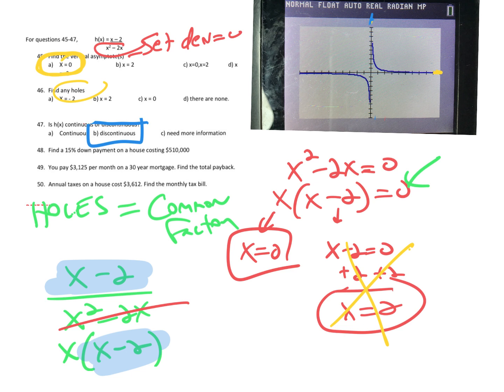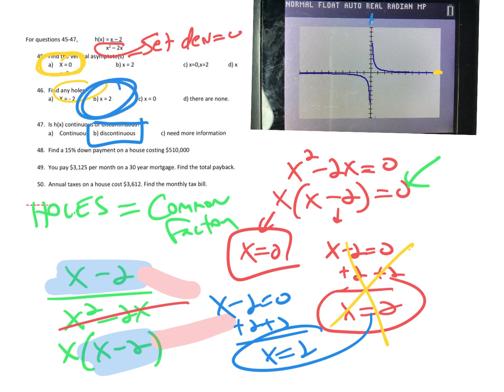So the way you get your x value of the hole is you set that common factor equal to 0 and you solve. And we already did that. You have a hole at x is equal to positive 2. Now, to get the y value, you would have to take this 2 and plug it back into what's left over of the function. But this question doesn't ask this. Are there any holes? Yes. There's a hole at the 2 value of x because there's no vertical asymptote there. So holes and vertical asymptotes kind of go along the same lines.